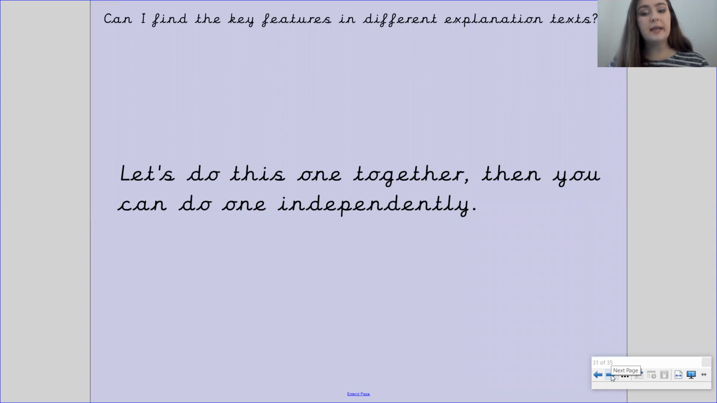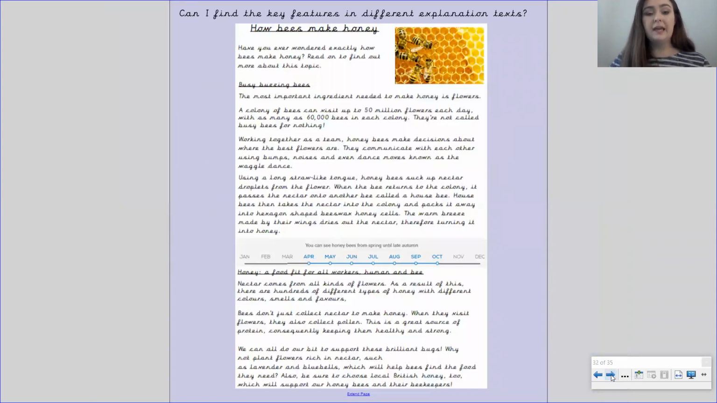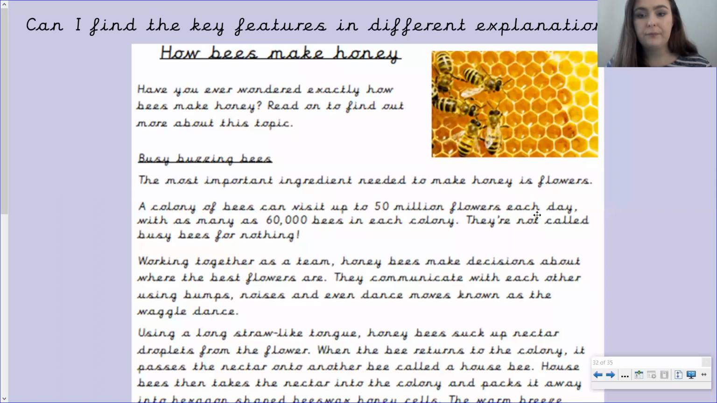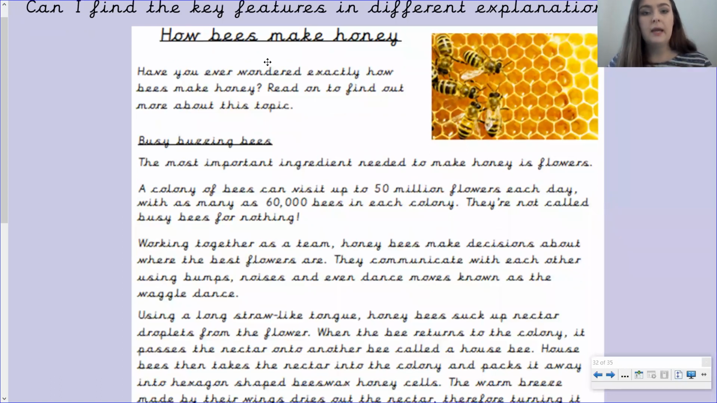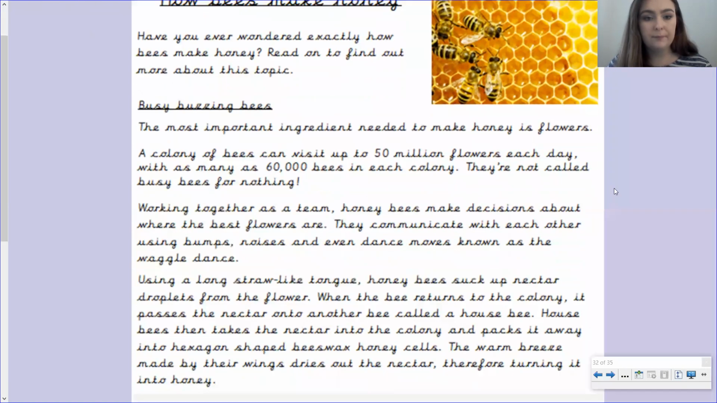Okay, we're going to do one together and then you're going to do yours independently. So here is an explanation text called How Bees Make Honey. Using our key features, I'm going to read it out to you and I want you to see if you can find the key features, and then we'll go through where they are. How bees make honey. Have you ever wondered exactly how bees make honey? Read on to find out more about this topic.